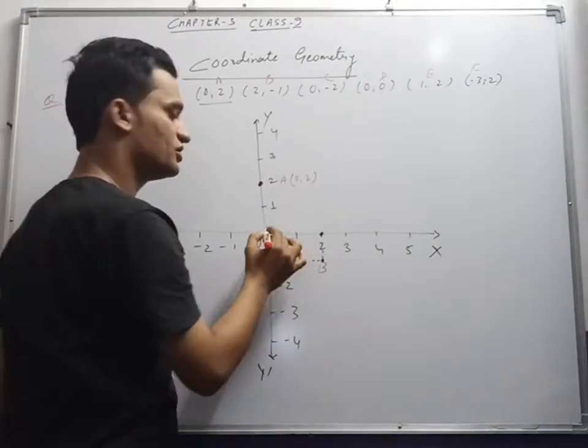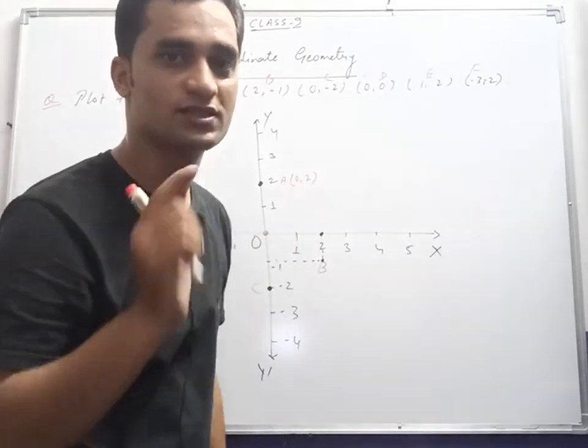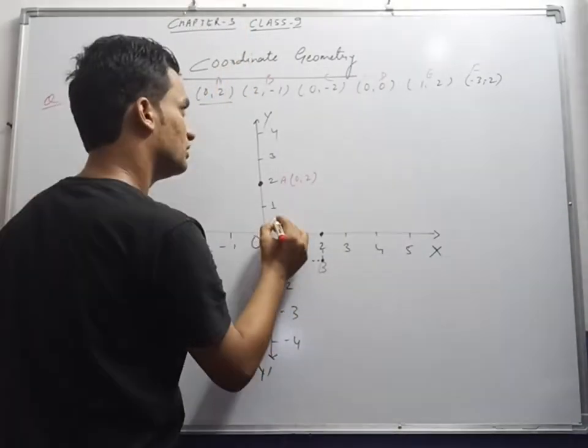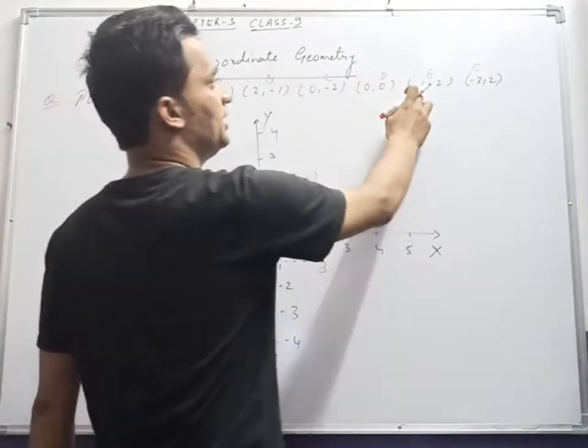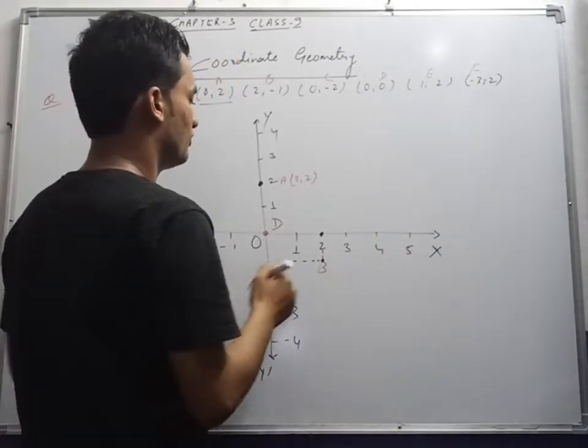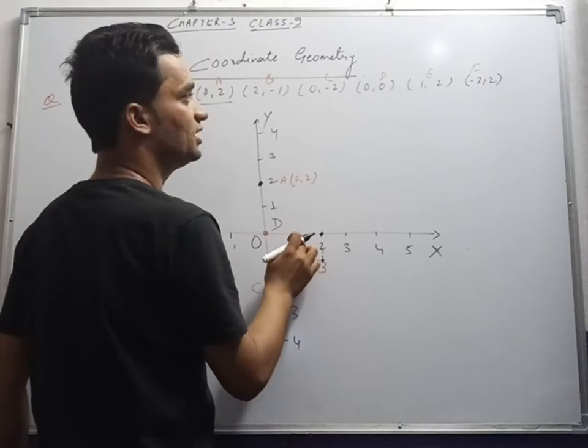It means (0, 0) is the coordinate of origin. We discussed earlier only. So this will be the D point. Then the E point is what? (1, 2). It means firstly we have to reach 1. We reached here, and then 2.